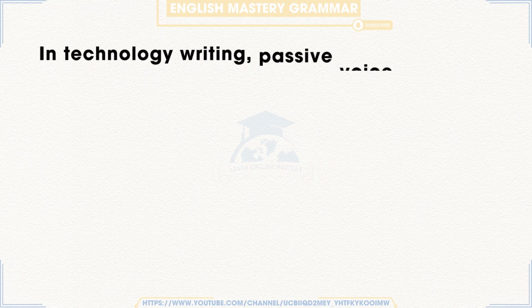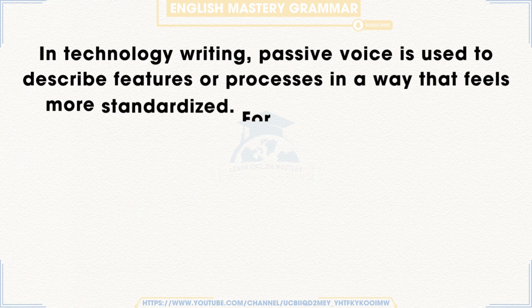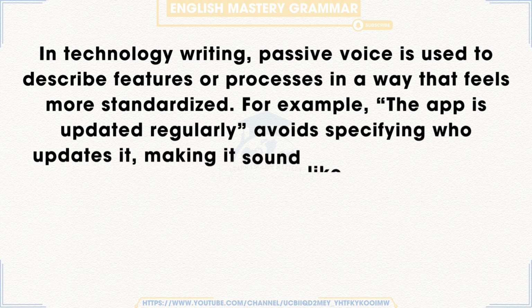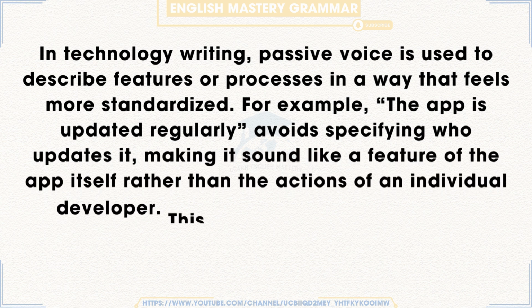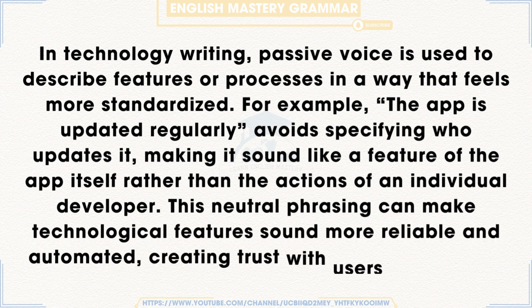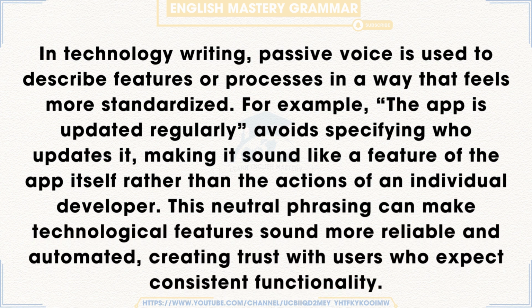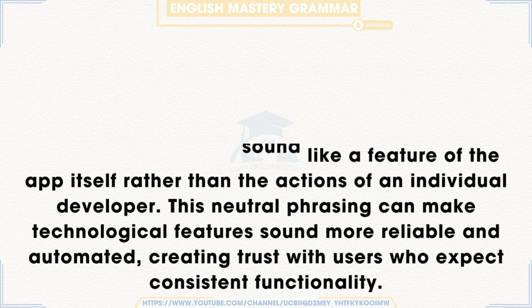In technology writing, passive voice is used to describe features or processes in a way that feels more standardized. For example, "The app is updated regularly" avoids specifying who updates it, making it sound like a feature of the app itself rather than the actions of an individual developer. This neutral phrasing can make technological features sound more reliable and automated, creating trust with users who expect consistent functionality.